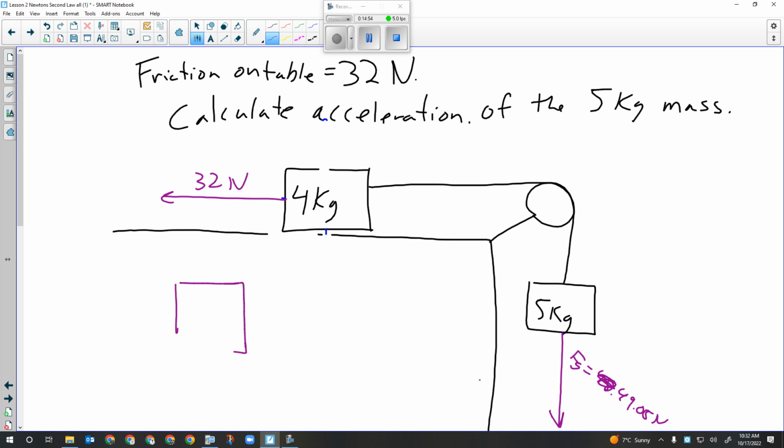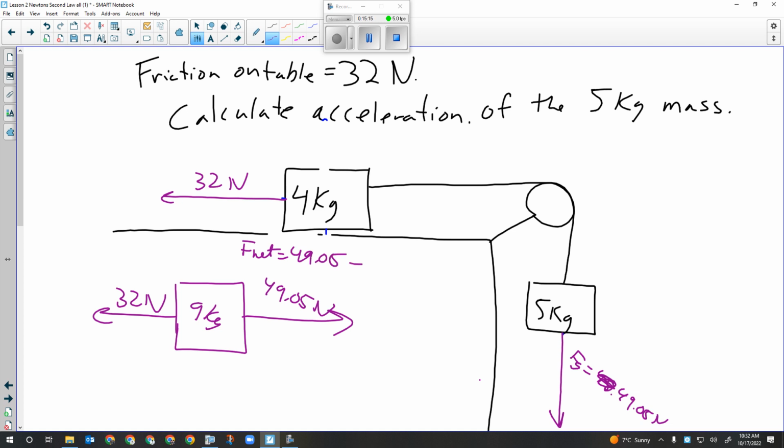We've got 9 kilograms worth of mass being pulled this way by 49.05 newtons and resisted this way by 32 newtons. That's what's going on here. Can I calculate my net force? So F net is going to be 49.05 minus 32, so that should be 17.05 newtons. Is that right? That seems about right.